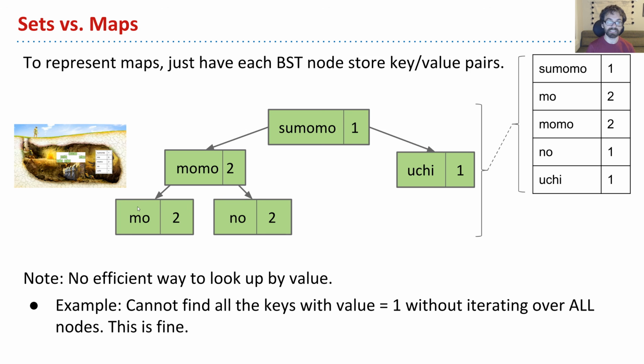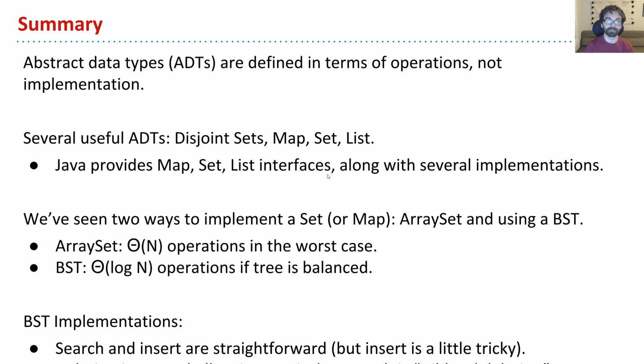Okay. That's pretty nice. And in this case, it'll be log time, as long as the tree is bushy, and we have a really fast dictionary. Now, one quick note is there's no efficient way to look up the other direction. I cannot say, hey, give me all the keys that have value 1. The only way to do that is to iterate over all the nodes. This structure is not ordered in any useful way on the values. Okay? So just be aware, though, that sets and maps are pretty closely related. It's just a matter of what you stick in the nodes of your binary search tree.